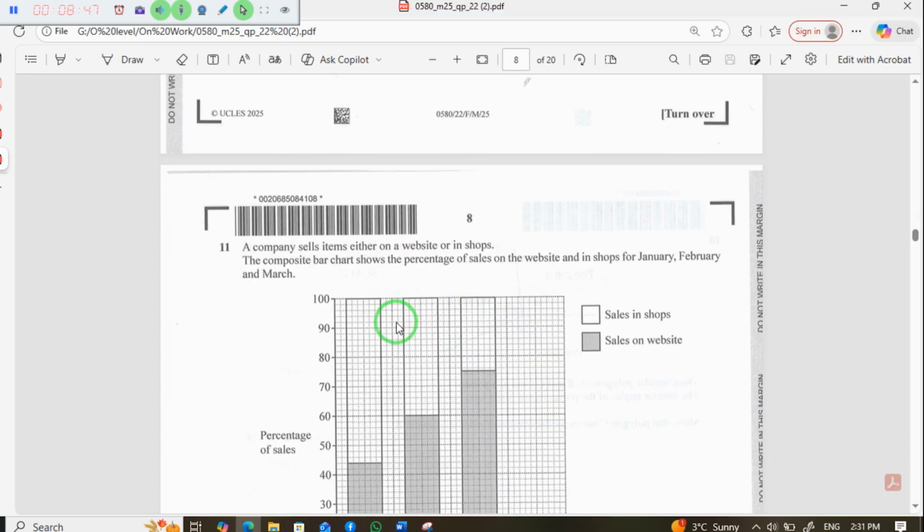Sorry for this. Question number 11. A company sells items either on a website or in shops. The composite bar chart shows the percentage of sales on the website and in shops for January, February, and March.